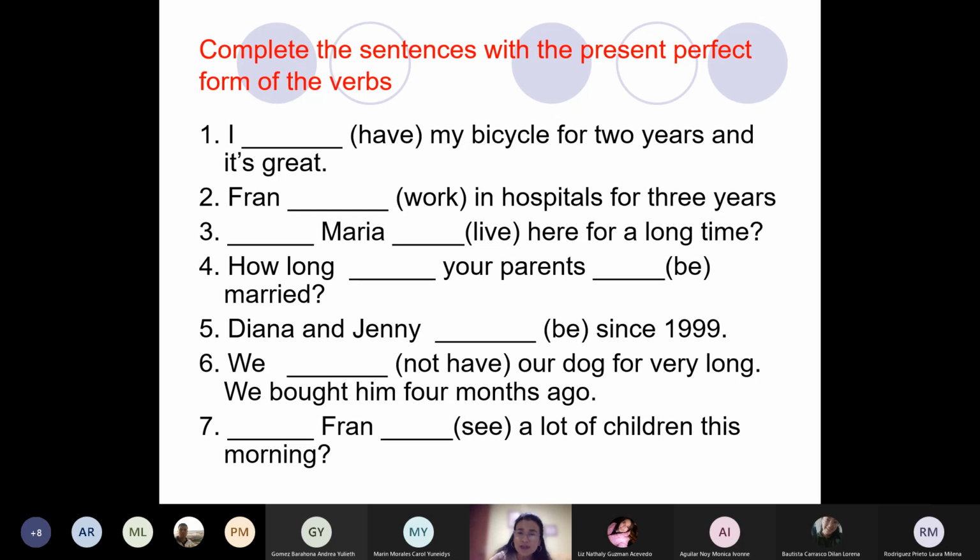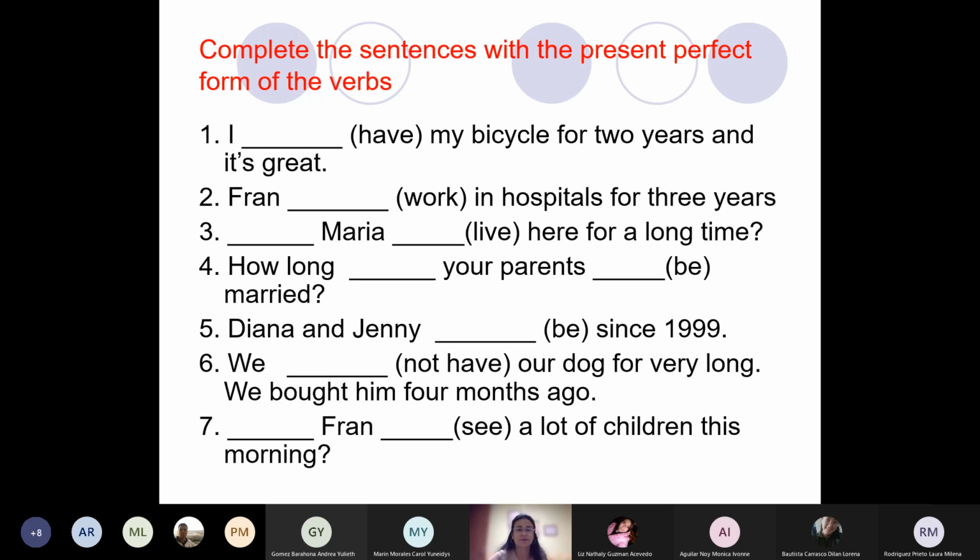Mire, como estamos hablando de cantidad de tiempo, 2 years, por eso utilizamos el for. For 2 years and is great. Is great means is perfect. Y está perfecto. ¿Ok? Continue.